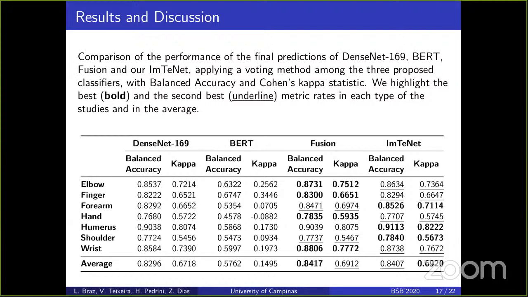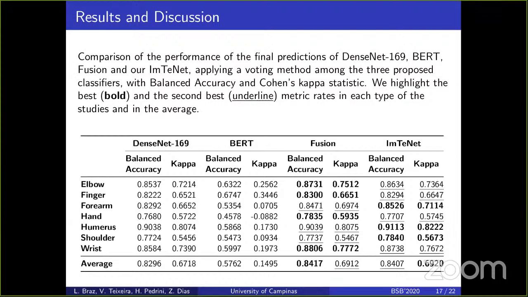For hand study, the BERT model presents a negative kappa, indicating there is no agreement on its results. And the performance of IMT-net is comparable to the performance of DenseNet 169 individually, with no relevant gain. The fusion classifier individually presents the best results for hand study. The results of the BERT model, as expected due to the caption format, show the worst results in all studies.